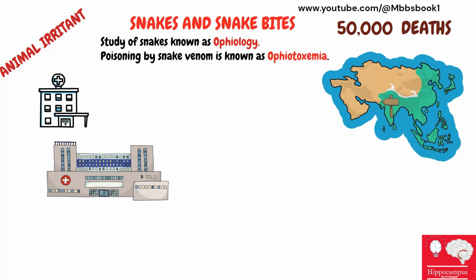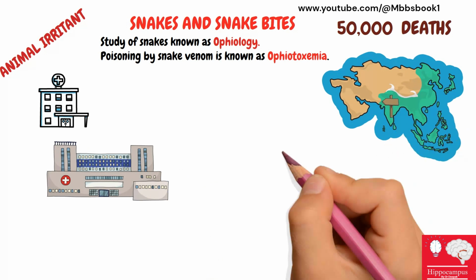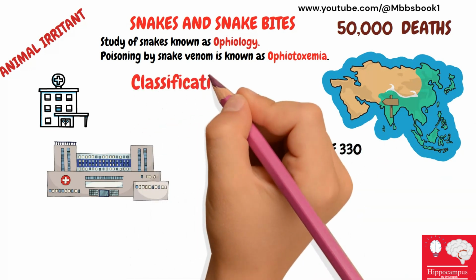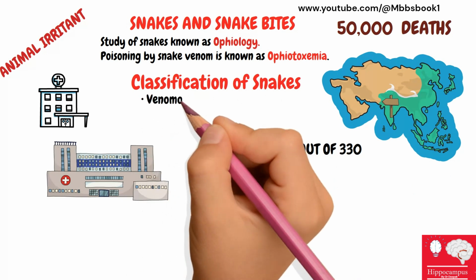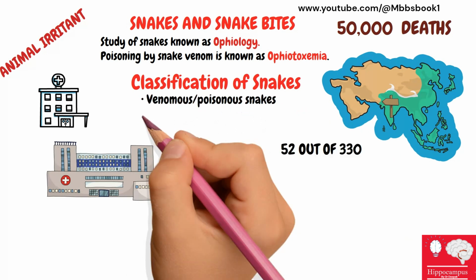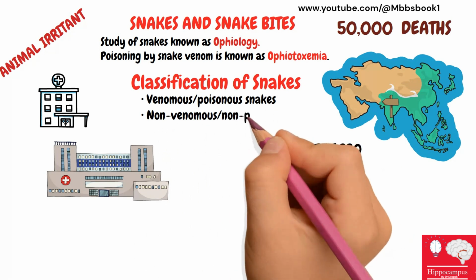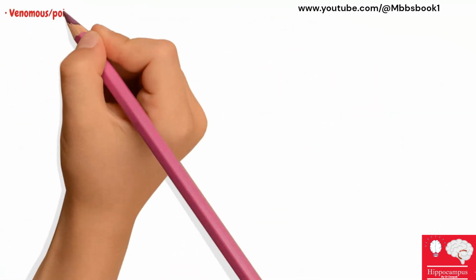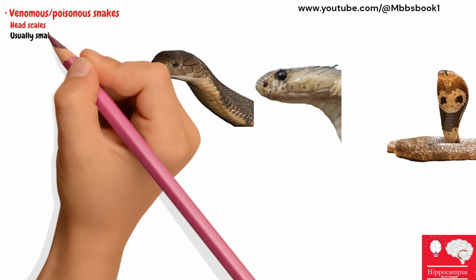If we discuss the Indian scenario, there are only 52 species which are poisonous out of 330. Starting with the classification, the first one is venomous or poisonous snake, and the second one is non-venomous or non-poisonous snake. Now we are going to differentiate them on the basis of their physical appearance. Let's talk about the venomous snake. As we know, snakes are scaly animals. First we are going to talk about the head scales of the snake.